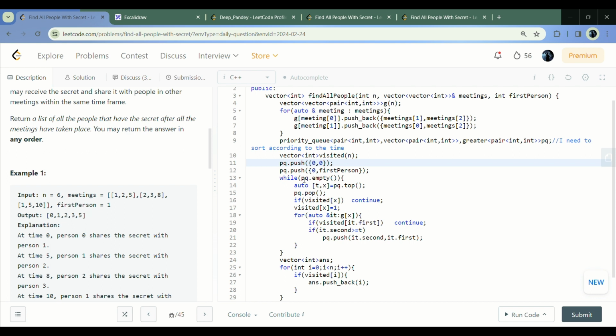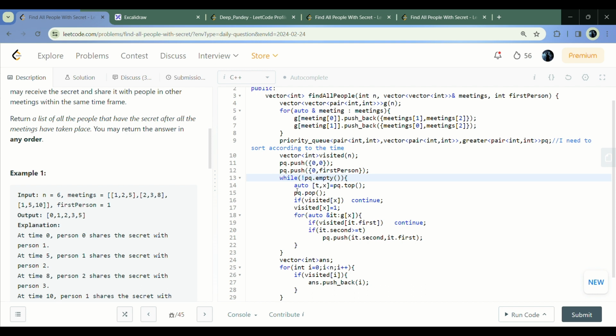Now again I push into my priority queue 0 comma first person, which says who the first person is who knows the secret, as already given to us in the input, so I'll mark this. Now I am running a while loop whose condition is pq.empty, which checks whether my priority queue is empty or not. If it is not empty, it will run. So we should give an exclamation mark here to check that it is not empty.